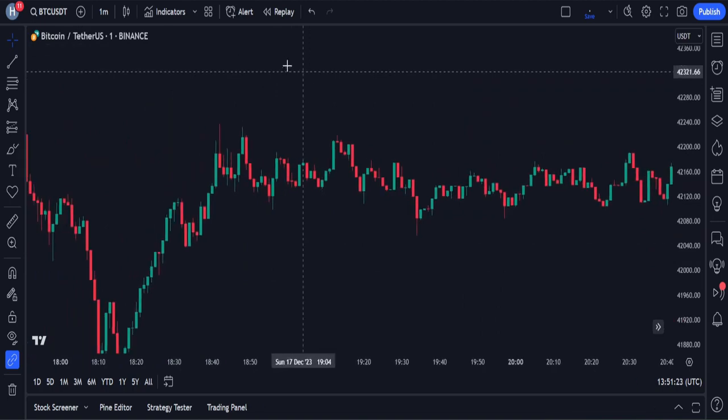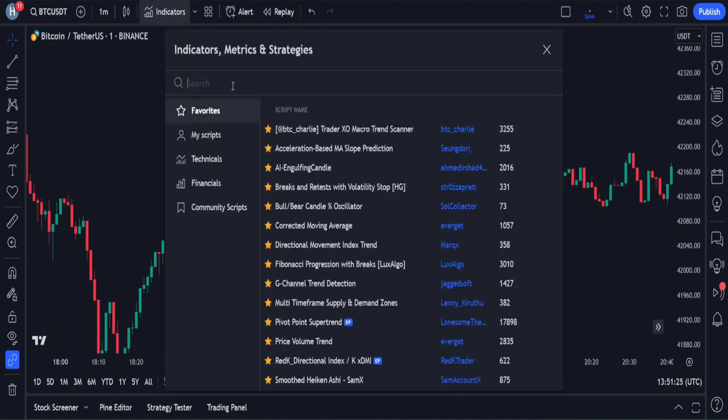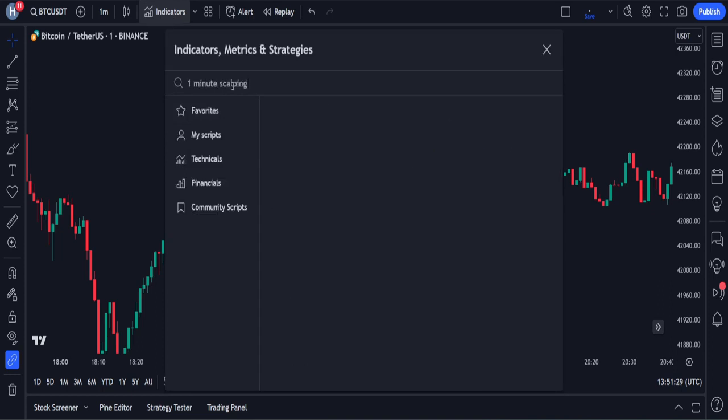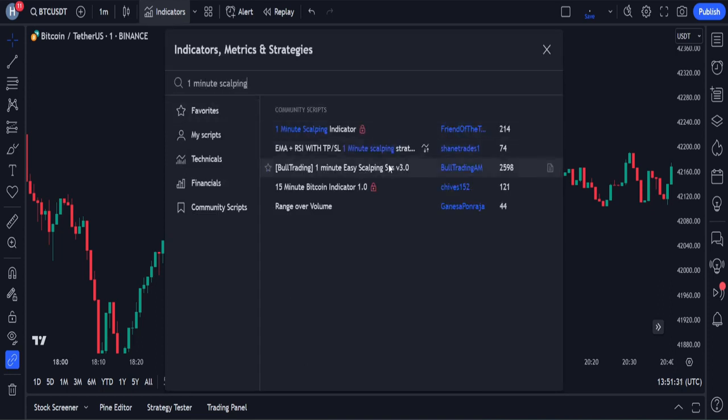Now let's add the indicators to the chart. We will click on the Indicator tab, then search for the 1-minute scalping system indicator. After that, select the indicator made by Bull Trading. Let's add all of the indicators first, then we will see how we can read each indicator with ease on the chart.